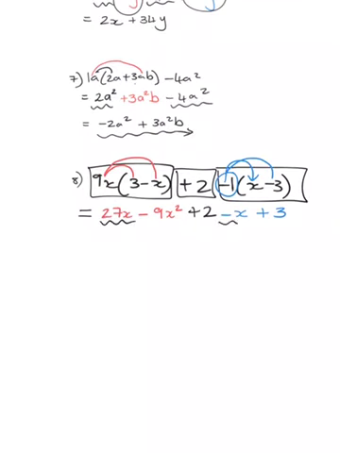Then we're going to find our like terms. And then we're going to put them together. So we have no one with the x squared, so we leave the negative 9x squared first, put the highest power first. 27x minus x is 26x, and then positive 2 plus positive 3 is positive 5. And that's where we ended off.